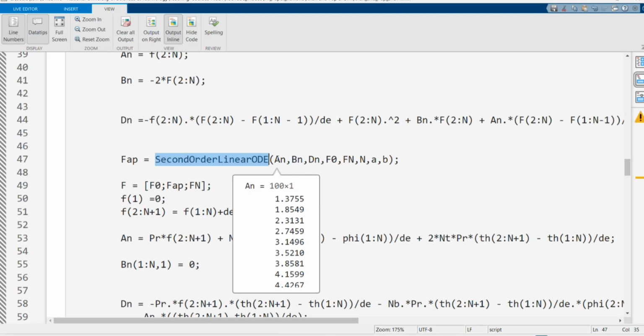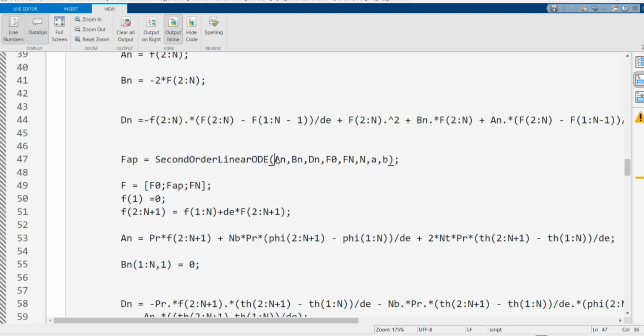And we do the same for the energy equation as well: capital AN, BN, DN, and so on. This remains the same. Then, when we have a linear ODE, meaning we have linear boundary conditions, you write it like this. F1 will be equal to 0. This is the boundary, and this is actually your F dash.